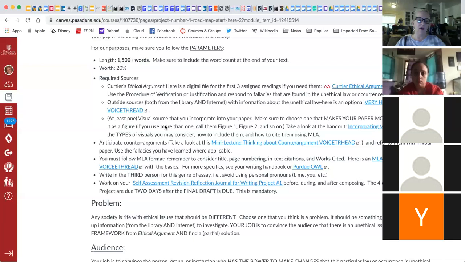I want you to use at least one visual source that you incorporate into your paper, and you want to choose one that makes your paper more convincing. And I'm asking you to label it as a figure. And I have this handout here called Incorporating Visuals, which shows you all different types of visuals you can consider, because there's several different types, how to include them and how to cite them using MLA.